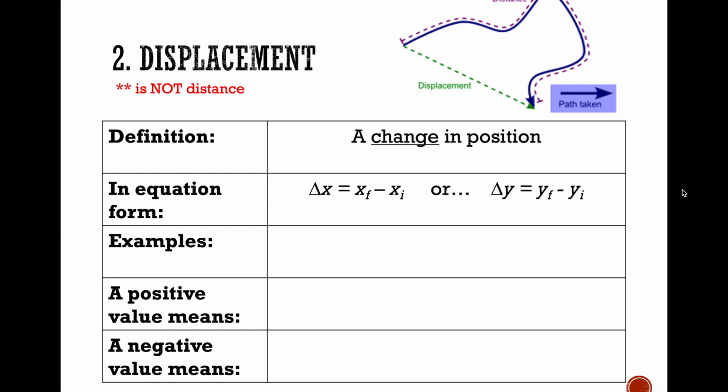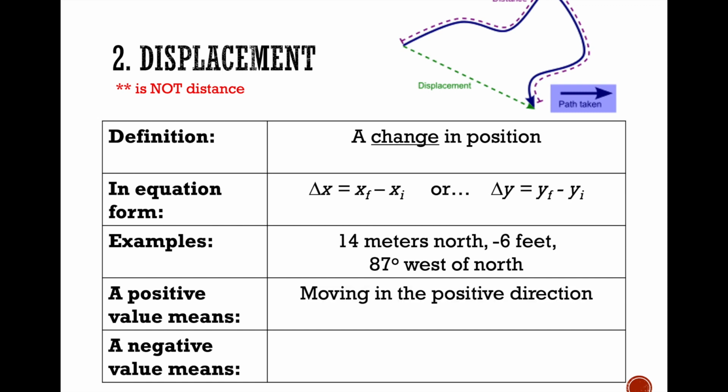And then examples of displacement, they end up sounding just like position vectors. So you might have displaced 14 meters north, meaning you changed your position. You moved 14 meters to the north, or you moved 6 feet in the negative direction, or you moved 87 degrees west of north. And so a positive value means that you're moving in the positive direction, whereas a negative value means you're moving in the negative direction, right? Because displacement is actually describing a change in position. So there must have been some sort of movement happening in order for displacement to occur.